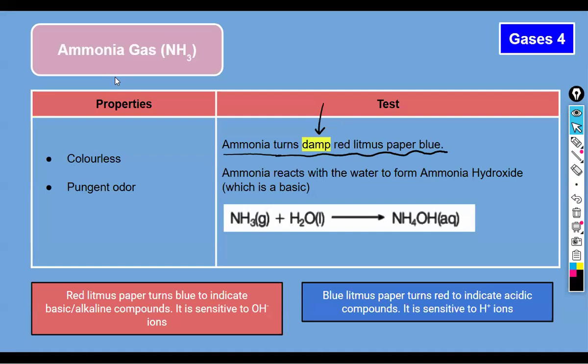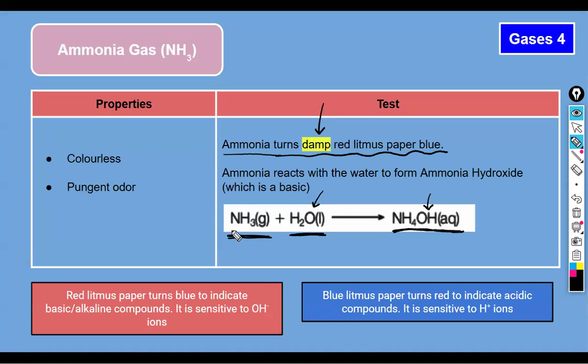Now, it's not really truly alkaline. It has to do with the water, the damp litmus paper. This is the actual reaction. When the ammonia, the NH3 gas, comes in contact with the dampness of the red litmus paper, the H2O, that's the water on the red litmus paper, you get ammonium hydroxide, okay? And because the hydroxide is alkaline, it will change the red litmus paper blue.